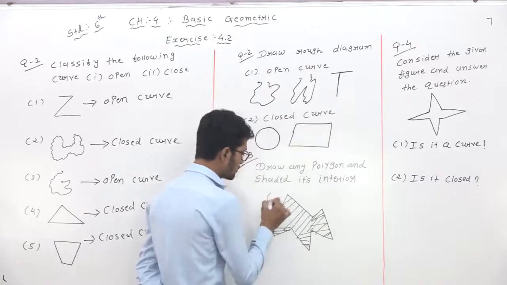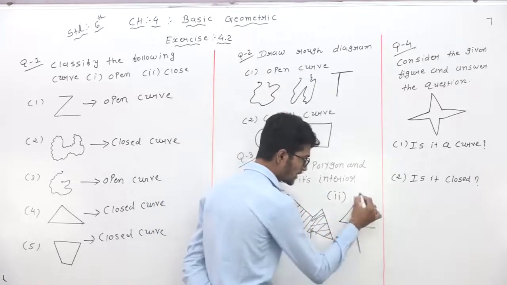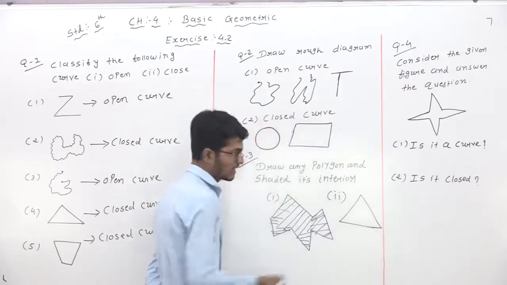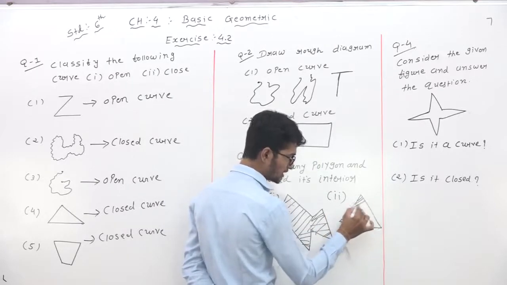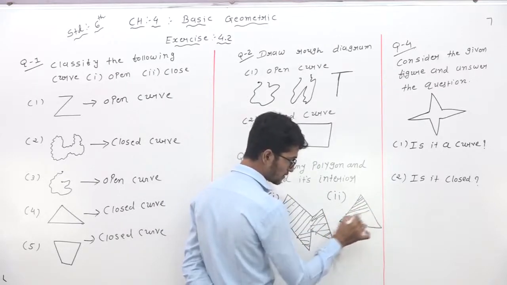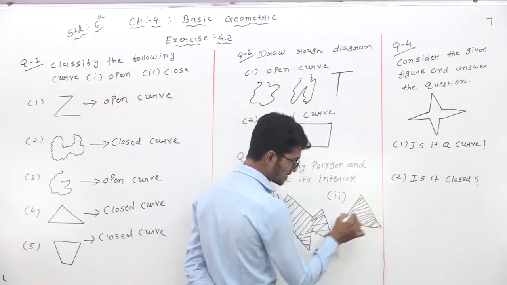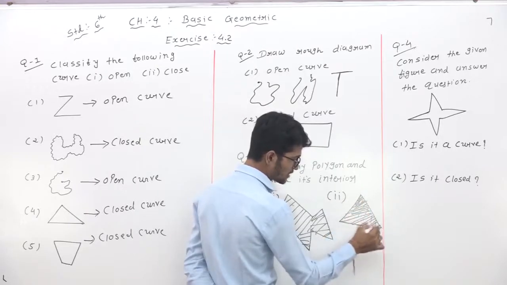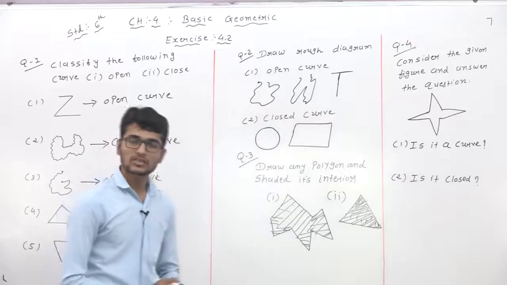One more example, suppose draw any triangle. So this one is one type of polygon. And shade the interior. Interior means this is the interior portion. Now shade this portion. So this one is the triangle. A triangle is one type of polygon. And this shaded part is the interior portion. So this is the answer to question number 3.